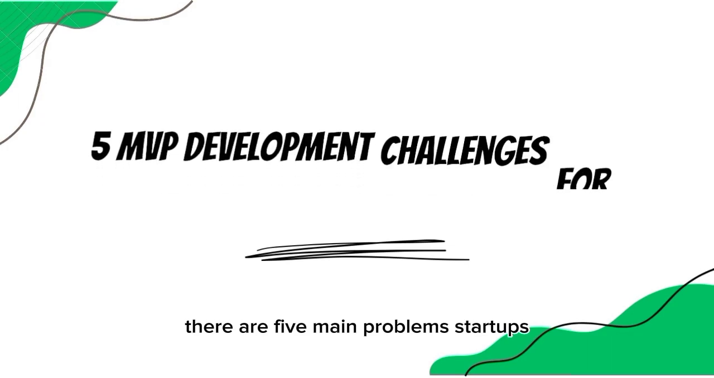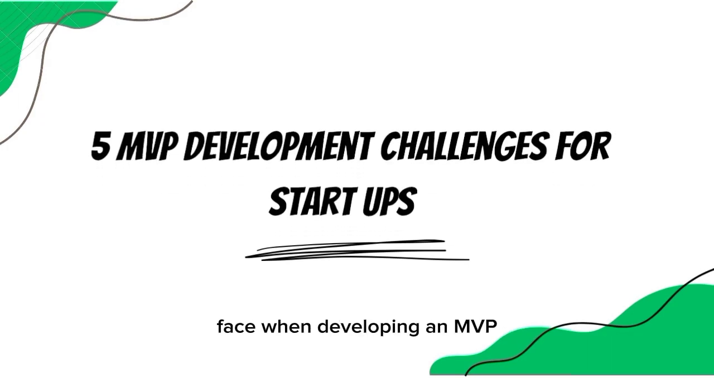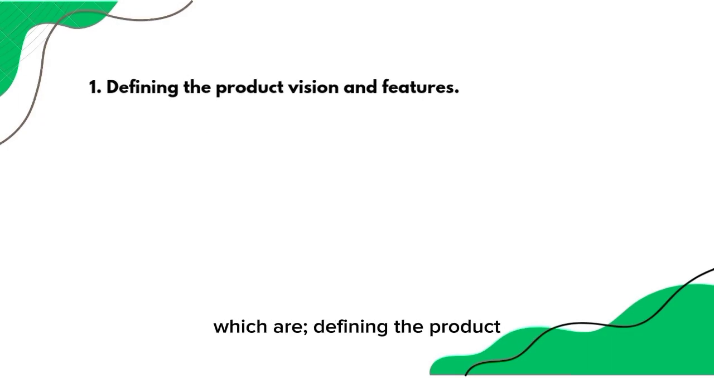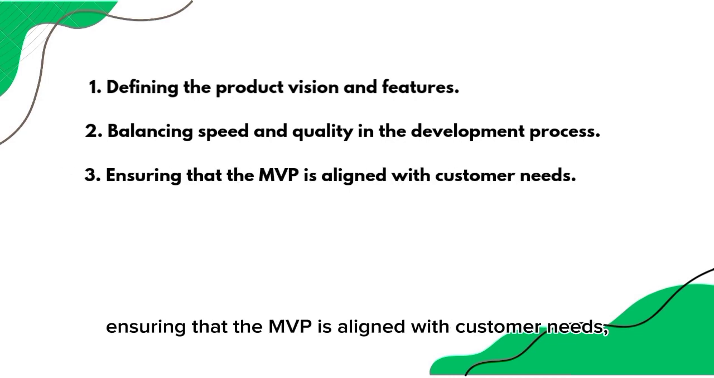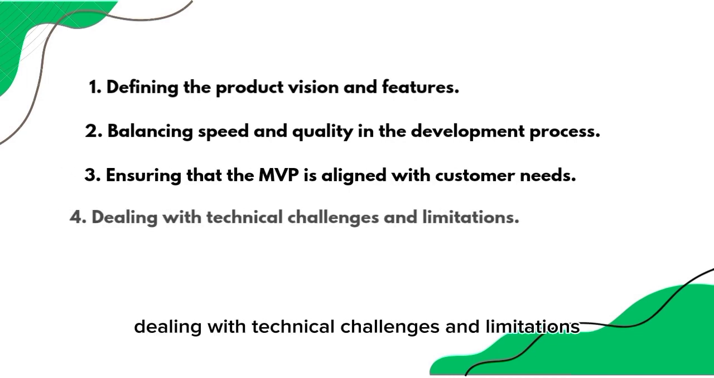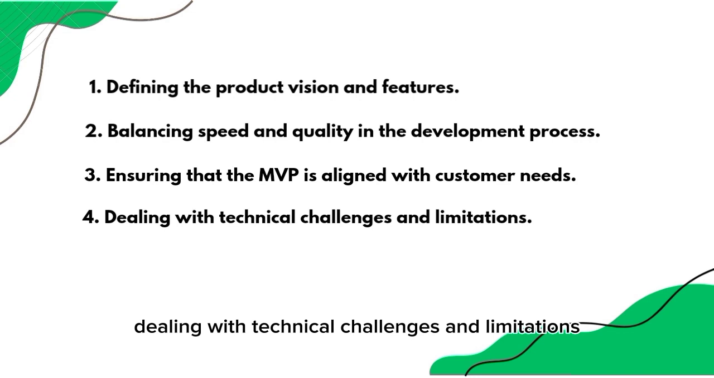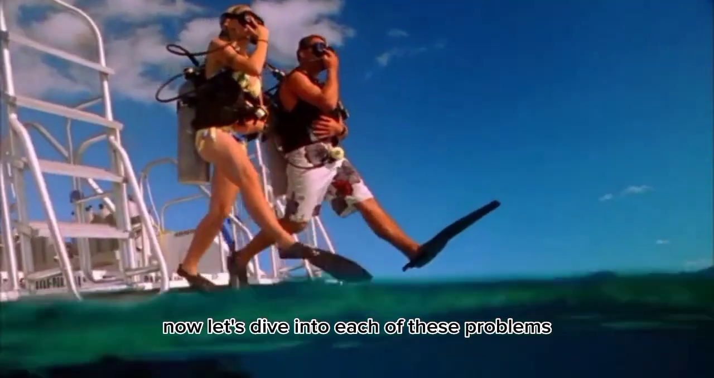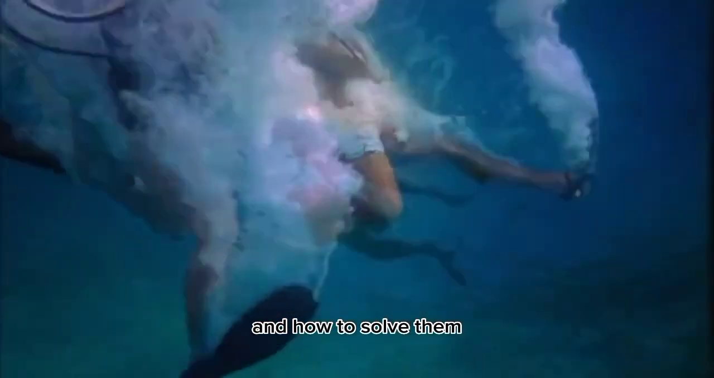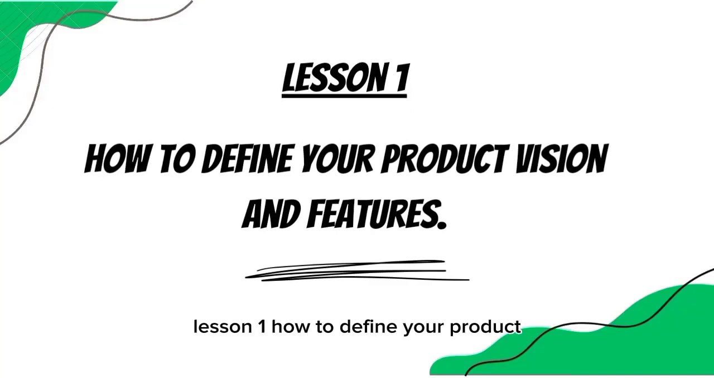There are 5 main problems startups face when developing an MVP, which are defining the product vision and features, balancing speed and quality in the development process, ensuring that the MVP is aligned with customer needs, dealing with technical challenges and limitations, and ensuring that the MVP is scalable. Now let's dive into each of these problems and how to solve them. Lesson 1. How to define your product vision and features.